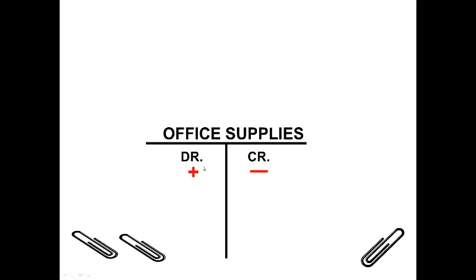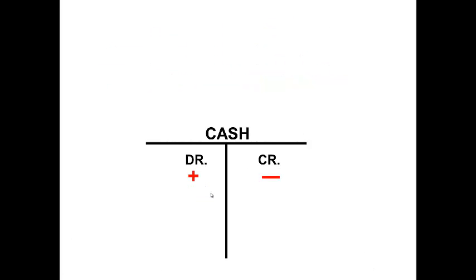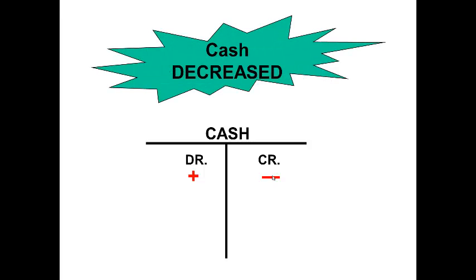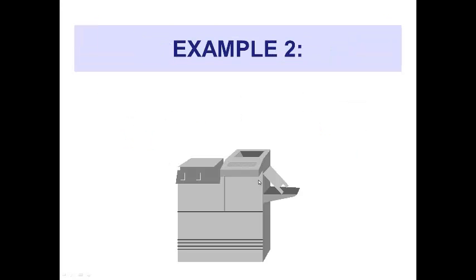To increase office supplies, which is an asset, we need to enter the balance of 800 on the debit side. Since cash was decreased, we need to enter the 800 on the credit side. So now we have a debit to office supplies and a credit to cash for 800. So our debits equal credits, so we know this transaction keeps our accounting equation in balance.